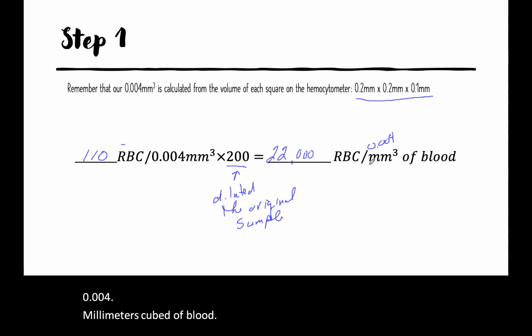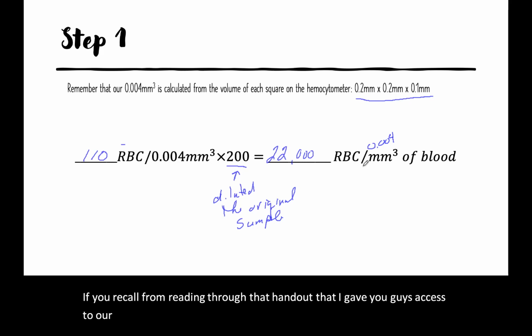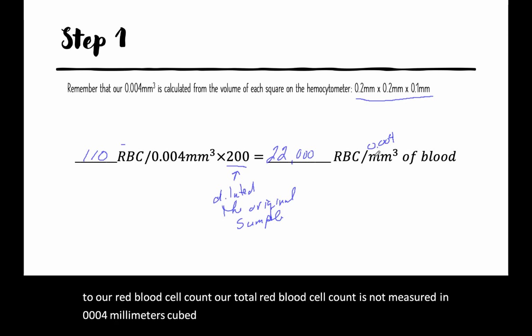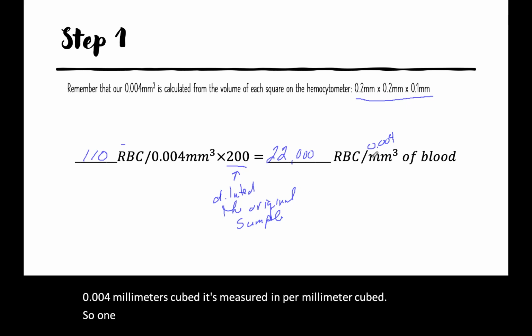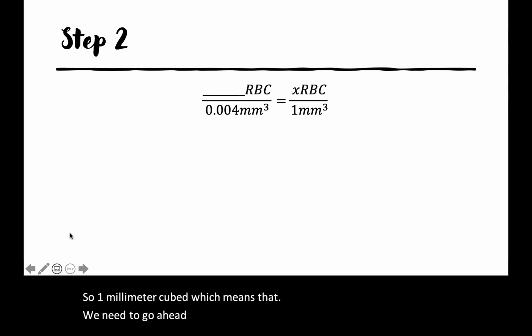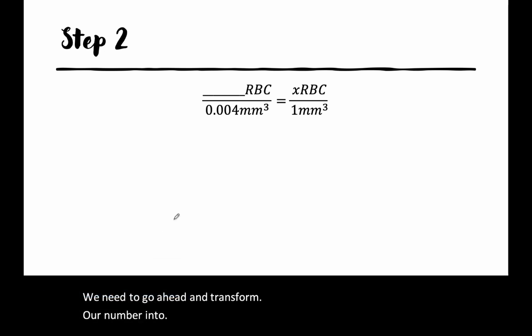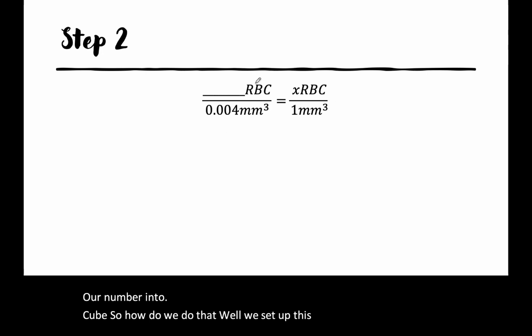Now, if you recall from reading through that handout that I gave you access to, our total red blood cell count is not measured in 0.004 millimeters cubed. It's measured per millimeter cubed, right, so 1 millimeter cubed, which means that we need to transform our number into millimeters cubed. So how do we do that? Well, we set up this little equation right here.